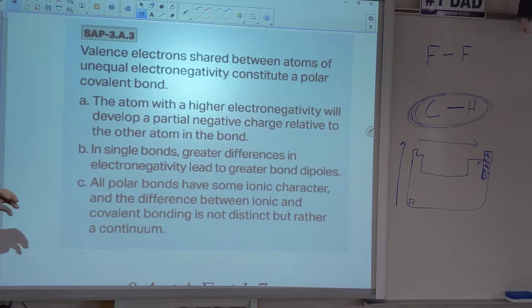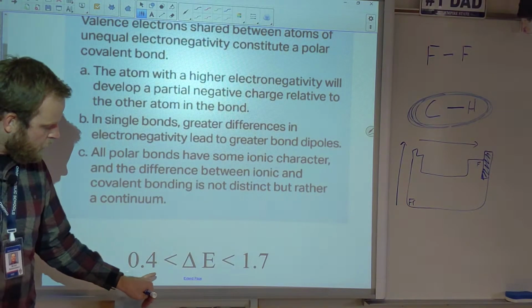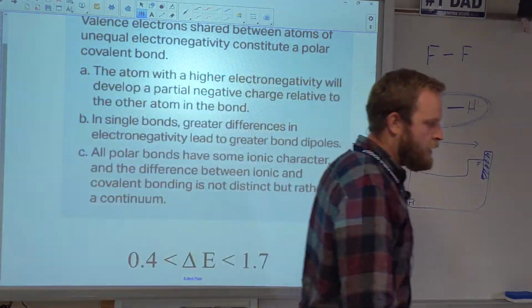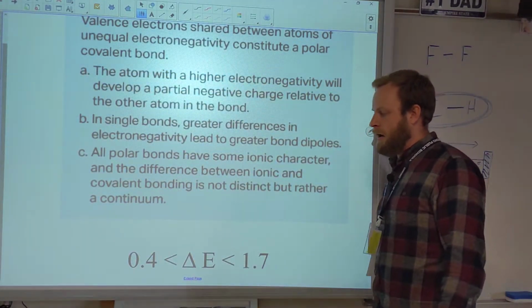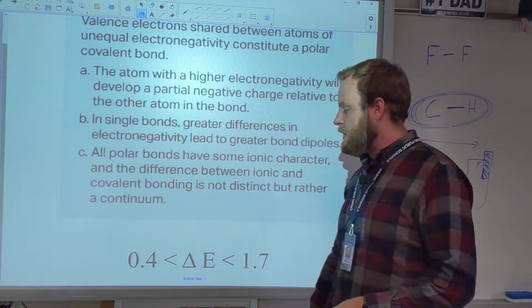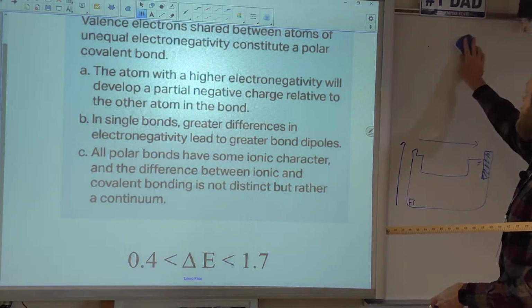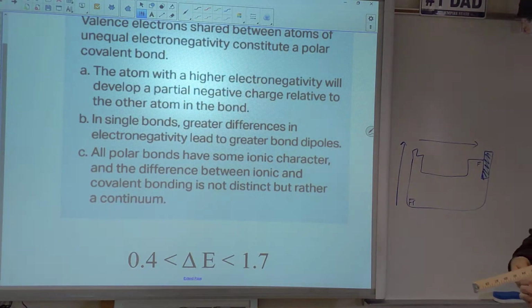Okay, so here we go. So now they're not below 0.4. Now they're between 0.4 and 1.7. These are called polar covalent bonds. So these electrons are still going around both nuclei, but not evenly. And let's do another rather extreme example. So what are 2 elements that are pretty far apart, but not super duper far apart?